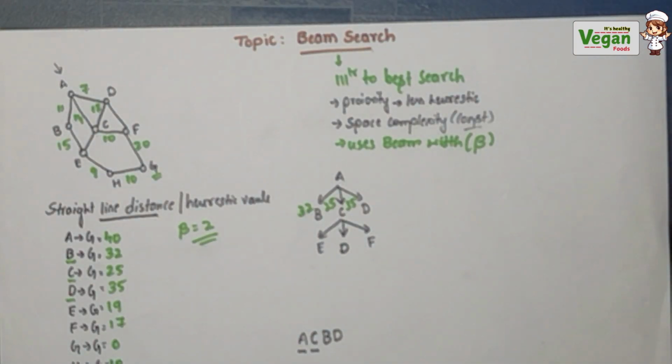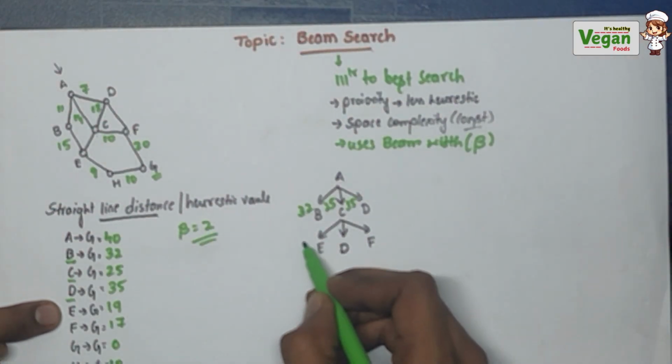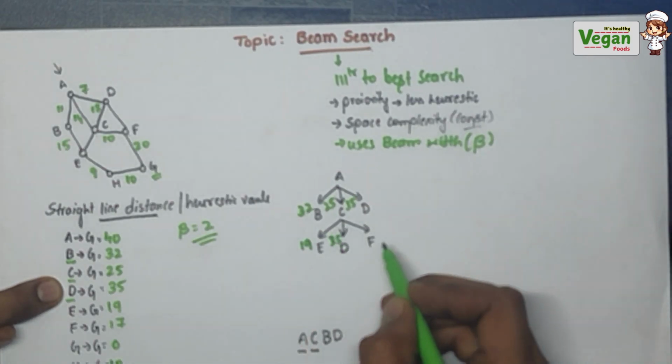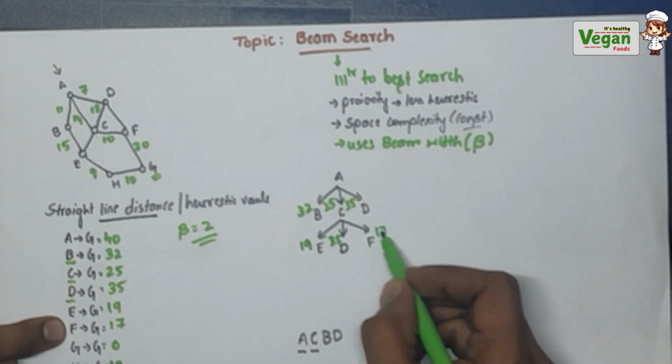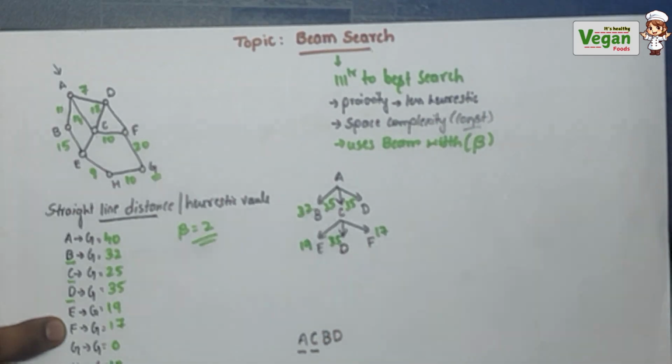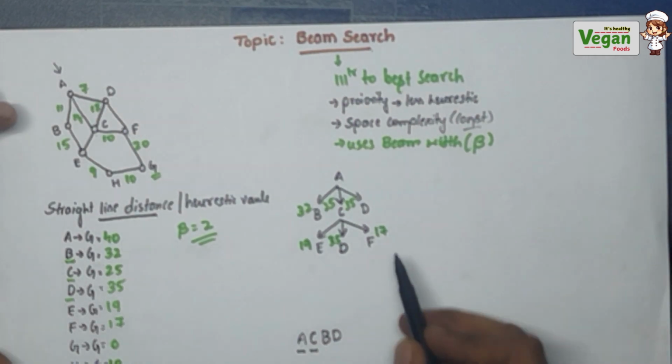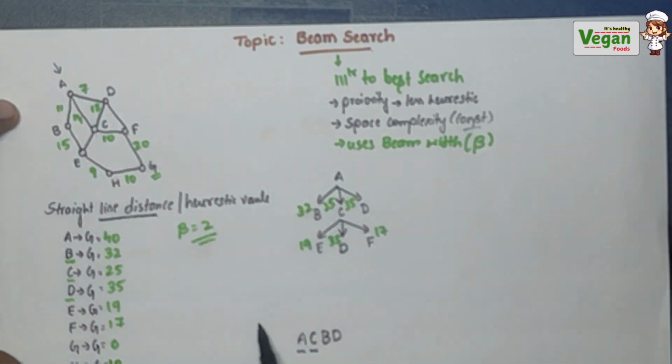If we find their heuristic values, E's heuristic value is 19, D's heuristic value is 35 and F's heuristic value is 17. Among 19, 35 and 17, who has the least heuristic value? 17. So if we want to fill it in the queue, D is already over.